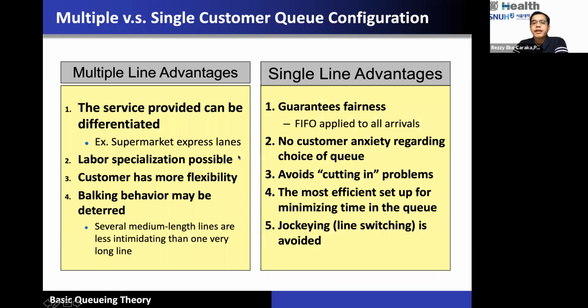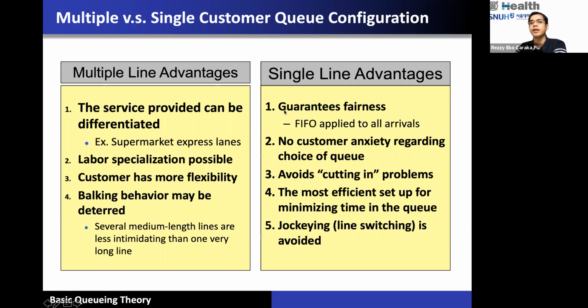So these are the advantages and also the disadvantages of the multiple line and single line. First, with multiple lines, the service can be differentiated. It comes with, for example, supermarket express lines. And second, labor specialization is possible. Also, the customer has more flexibility, and the balking behavior might be different. So several medium-length lines are less intimidating than one very long line.